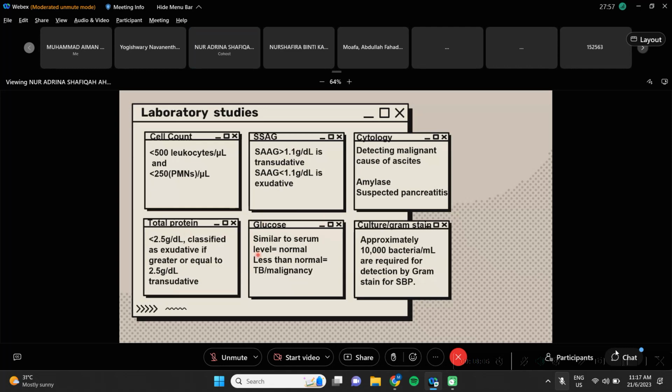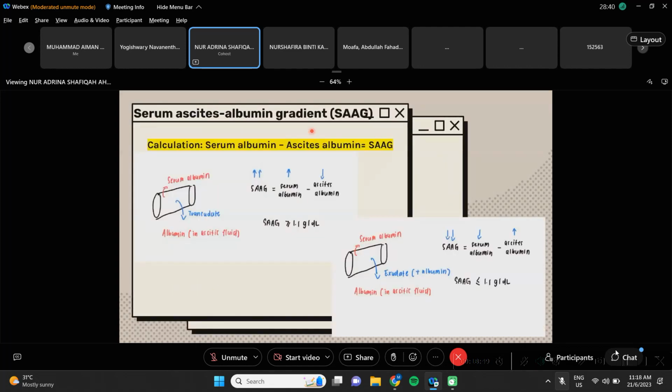Other than that, we can also look at glucose. If it is similar to the serum level, it means it is normal. If it is less, it could mean that maybe there is malignancy or TB. And then we can also do gram staining or culture. One example is spontaneous bacterial peritonitis, where there should be more than 10,000 bacteria for the gram stain to be detected. All right, so this is one of the most important things in these slides.